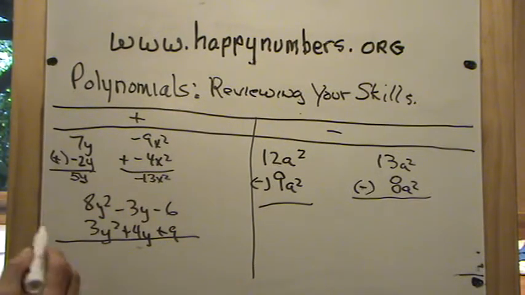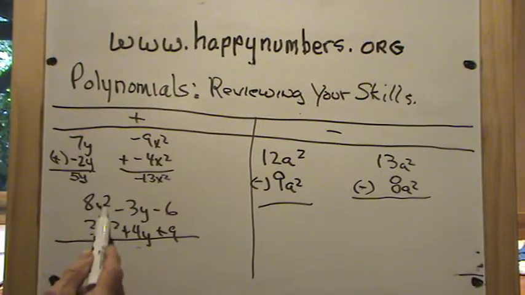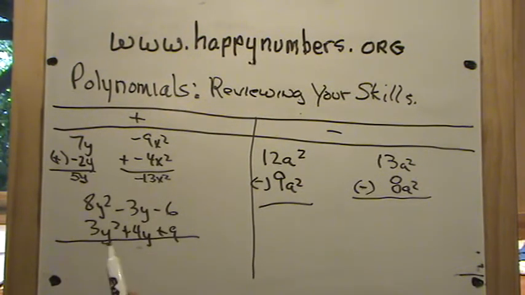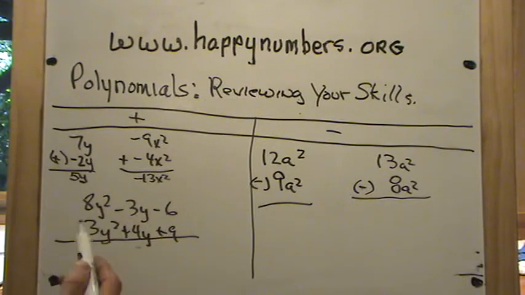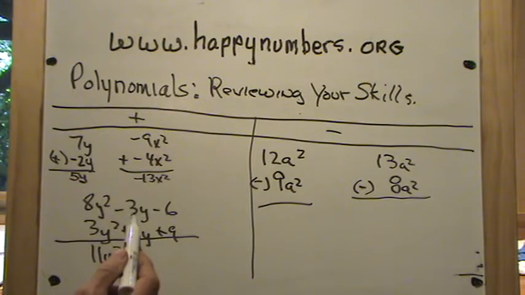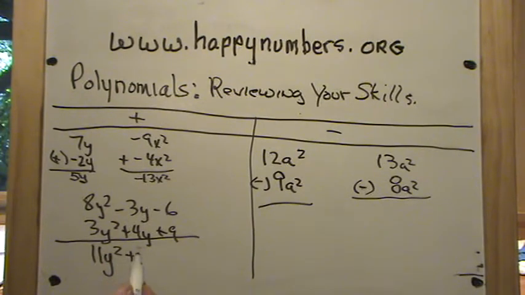Okay, let's take this one. This was addition. 8y squared minus 3y minus 6, and 3y squared plus 4y plus 9. Okay, so if we add, and this is a trinomial, adding a trinomial and a trinomial, 8y squared and 3y squared, they're both positive, that's 11y squared. Negative 3y, positive 4y will give me positive 1y, or just positive y. And a negative 6, if I combine that with a positive 9, I get a positive 3.